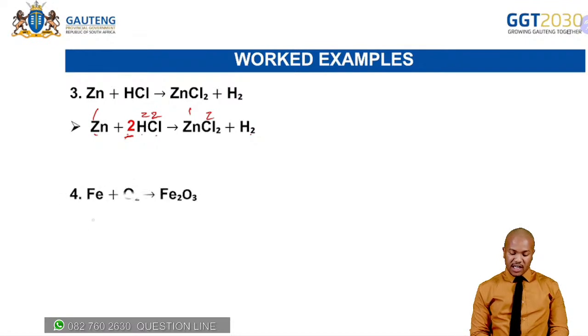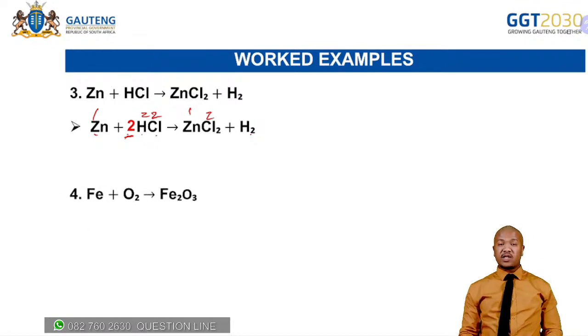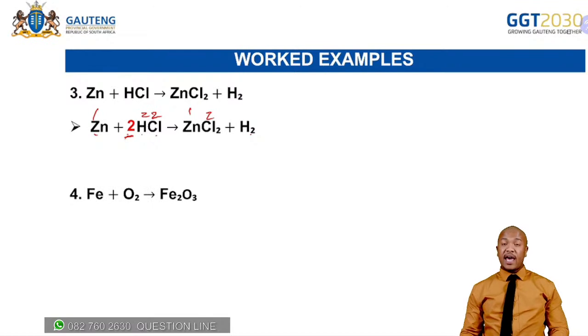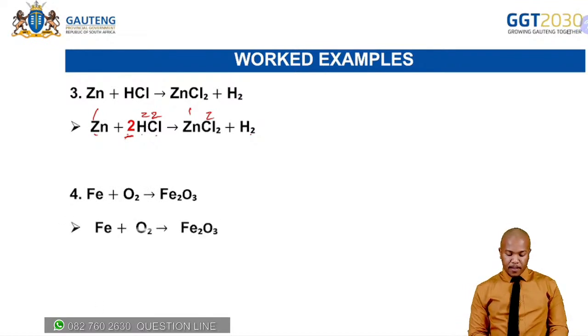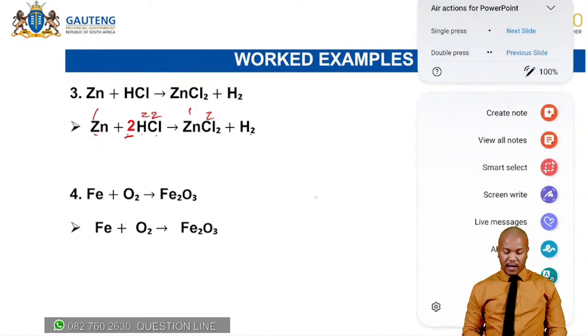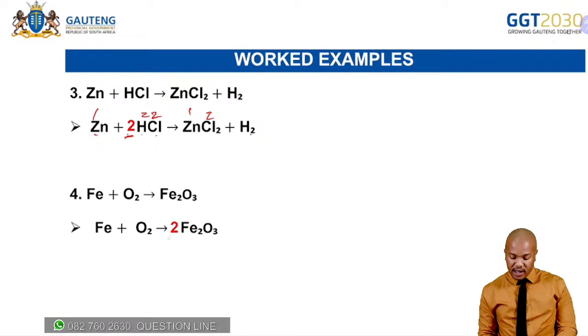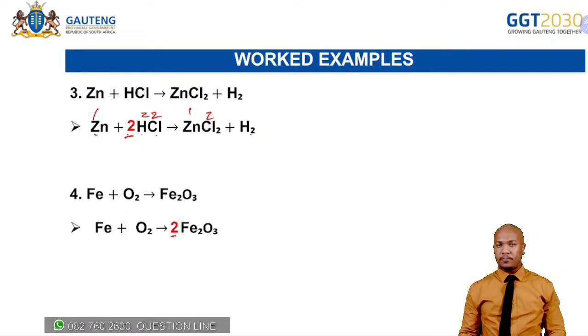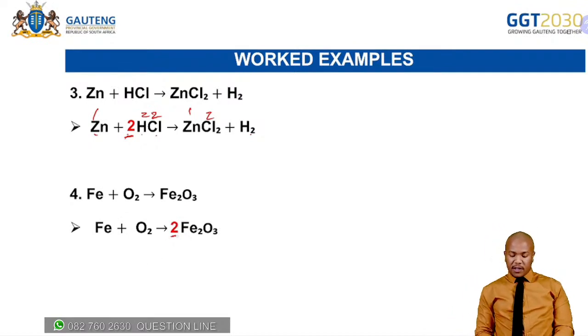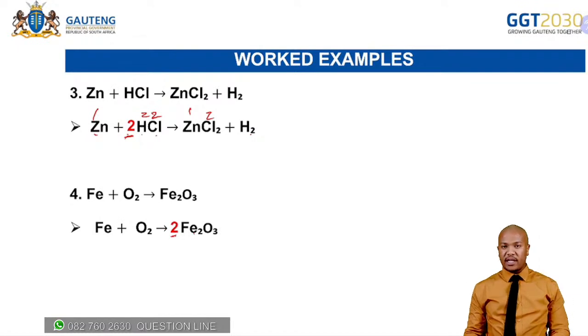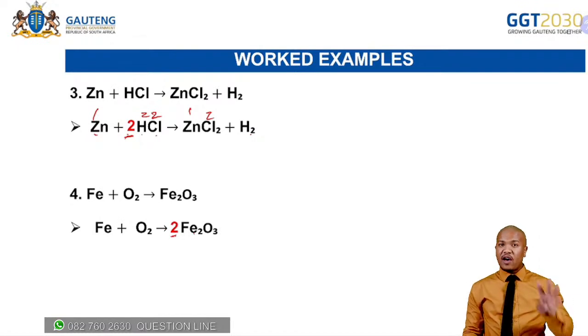Now moving on, the last one. Fe plus O2 forms what? Fe2O3. Right. Here, the first one, let's look at this. The first one, we add what? The coefficient 2. This 2 multiplies 2 irons, right? It makes it what? 4. How many do we have on the reactant side? We only have 1. So it means what?